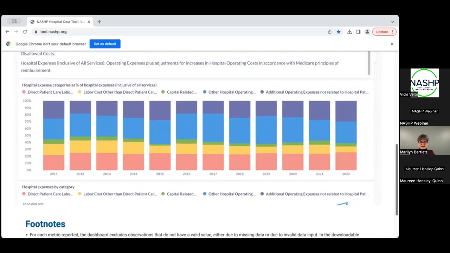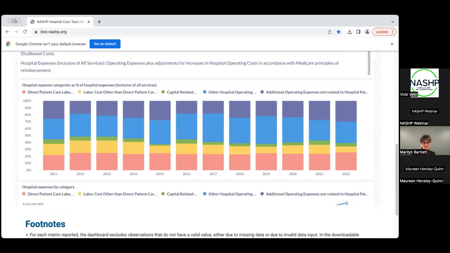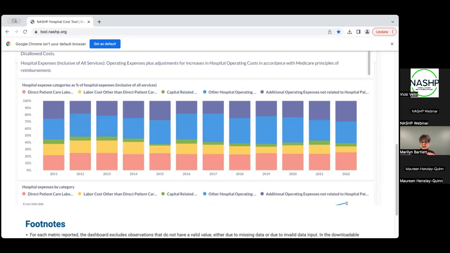What we're taking a look at is we've grouped the costs like you saw in the overview chart. The pink is direct patient care labor. The yellow is the labor other than direct, so your overhead management, home office. Green are your capital related costs. Other hospital operating costs, that's your supplies, your drugs, the different things to keep the hospital going. But this purple category are the operating expenses not related to patient care. And it's interesting to look at the trend.